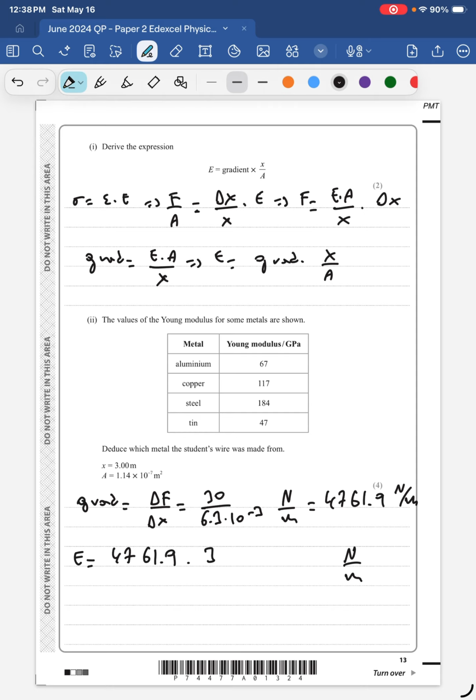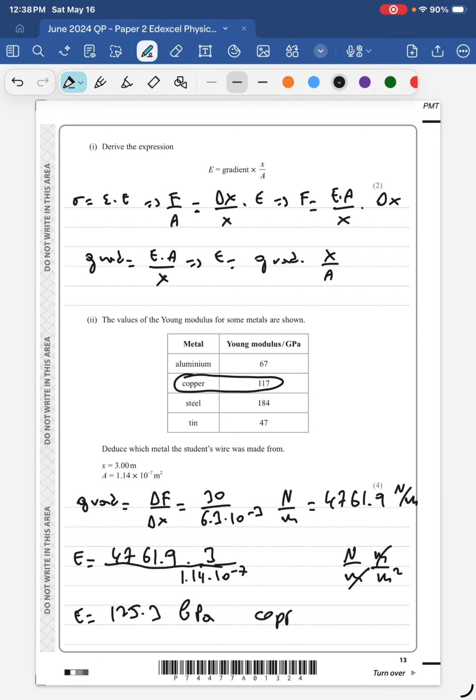The length is 3 meters, and the cross-sectional area is 1.14 times 10 to the negative 7 meters squared. This ratio yields 125.3 gigapascals, which is close to copper. It's not exactly it, but it's the closest. So this is made of copper.